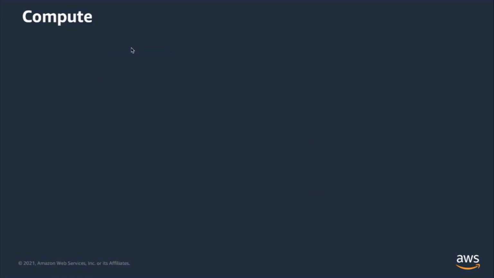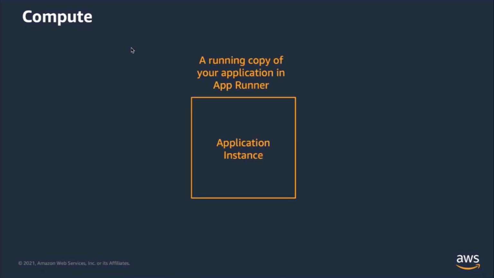So now let's look at a little bit more about the compute, networking, and storage landscape around your App Runner application. Terminology-wise, I'm going to use the term application instance to mean a running copy of your application. It's not to be confused with EC2 instances.